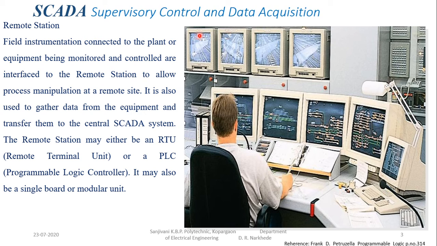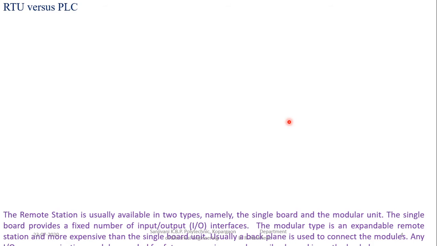This is going to happen automatically. If it is not going to happen automatically, then in case of emergency the operator can perform those actions from this location. Okay, so this is the central control system over here. Now what is RTU and what is PLC?